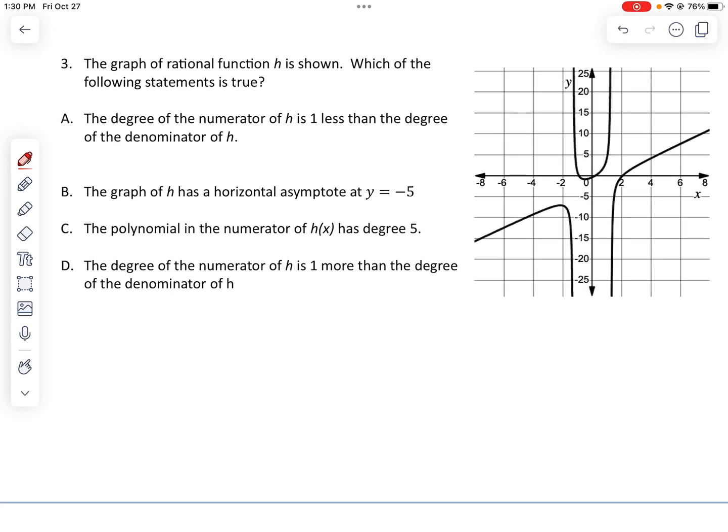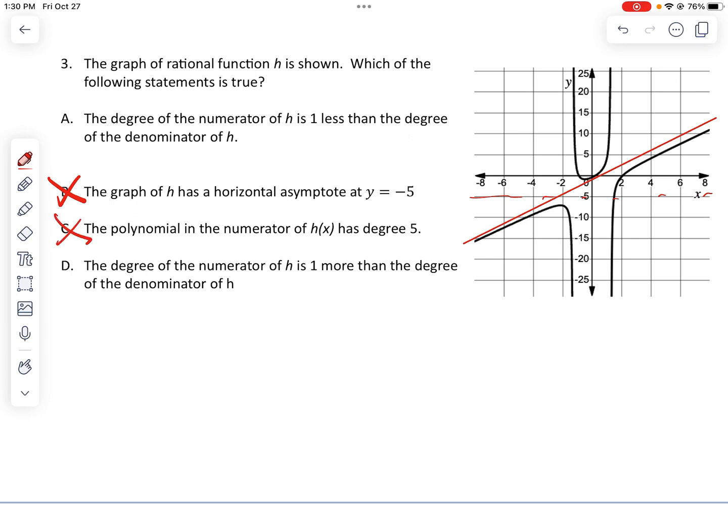Now the second one here, which of the following statements are true? Well, if we look at this one, it definitely has a slant asymptote. So I'm going to cross out the horizontal, because it does not have a horizontal at negative 5.